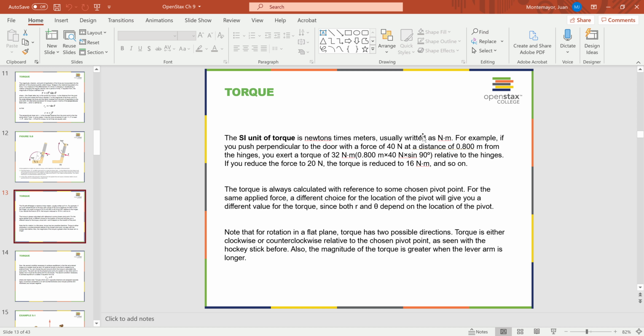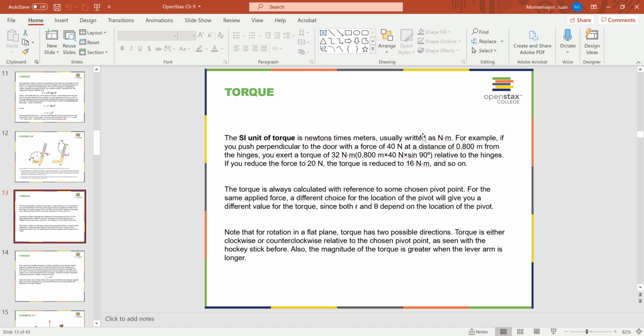And it's relative to the hinges. If you reduce the force to 20, the torque is reduced to 16, and so on and so forth. So the force is very important when it comes to torque. The torque is always calculated with reference to some chosen pivot point. For the same applied force, a different choice for the location of the pivot will give you a different value for your torque, since R and theta depend on the location of the pivot.